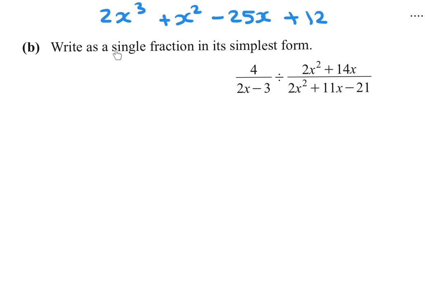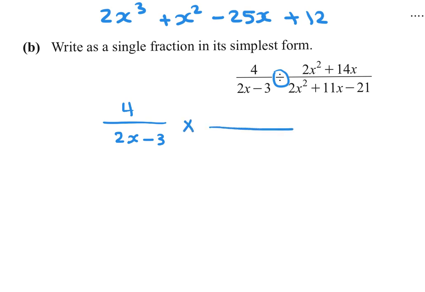Now b, write as a single fraction in its simplest form. So we need to simplify this fraction, we need to factorize. For the first fraction, we cannot simplify more, so 4 over 2x minus 3. Divide, we can convert divide to multiply, and now we have 2x squared plus 11x minus 21, the reciprocal of the other fraction, over 2x squared plus 14x.